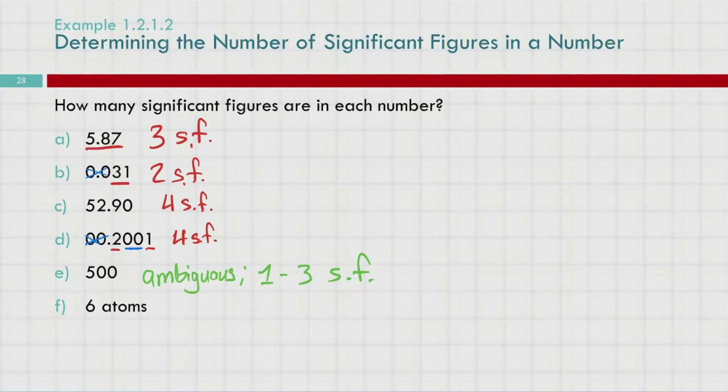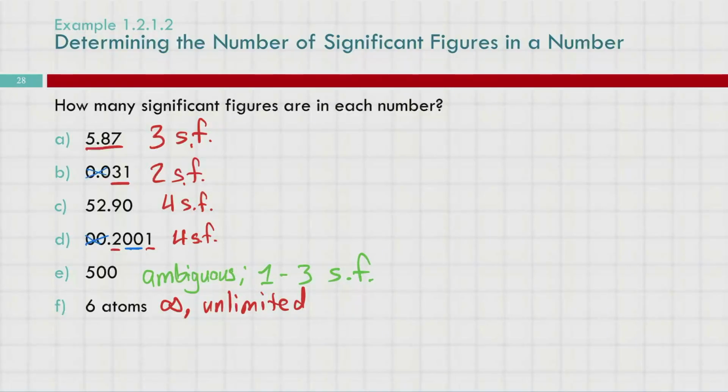How about 6 atoms? What if I said 6 humans? How many significant figures does that have? Unlimited. So we've got infinite sig figs. Because they're discrete, countable.